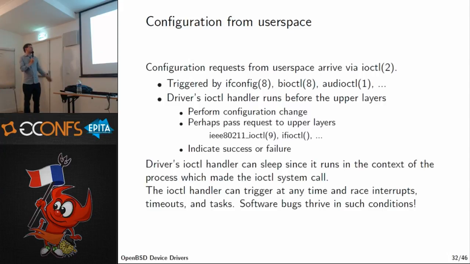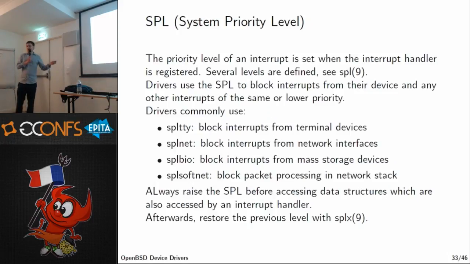So the important point here is that because this is inside the user space process context, which has now entered the kernel, it can happen at any time, and it's racing all your other execution contexts. So for example, there's no guarantee that no interrupt will happen during an IOCTL. You have to take care of that not happening, and that is what you use the SPLs for.